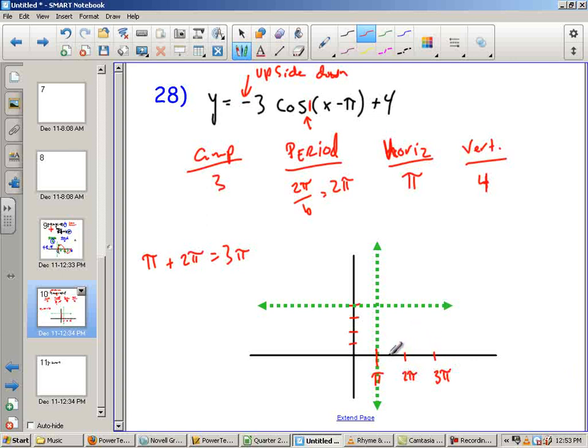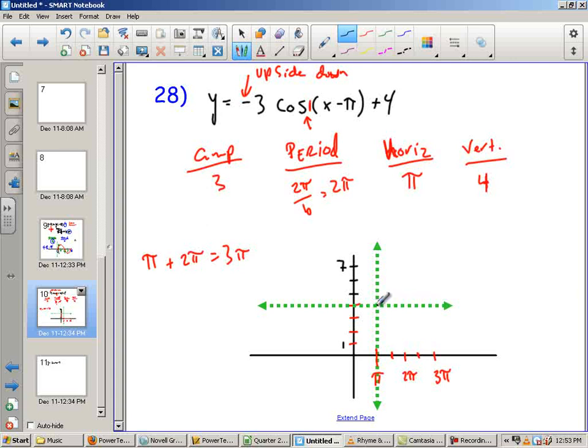But I don't have enough hash marks, so I can put one here and one here to get all 4 of my hash marks onto my graph. The next thing is the amplitude. Well, if I'm starting here, I need to go up 1, 2, 3. This would be as high as 7, and it would come down as low as 1. So I'm going to be between 7 and 1 the whole time.